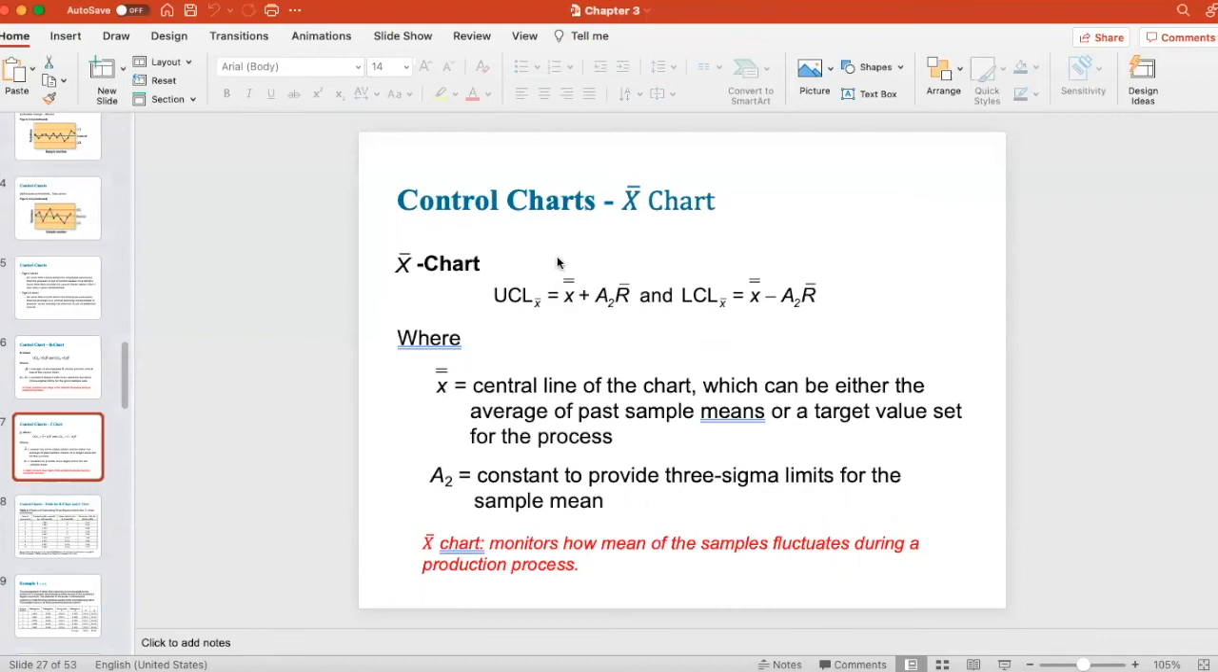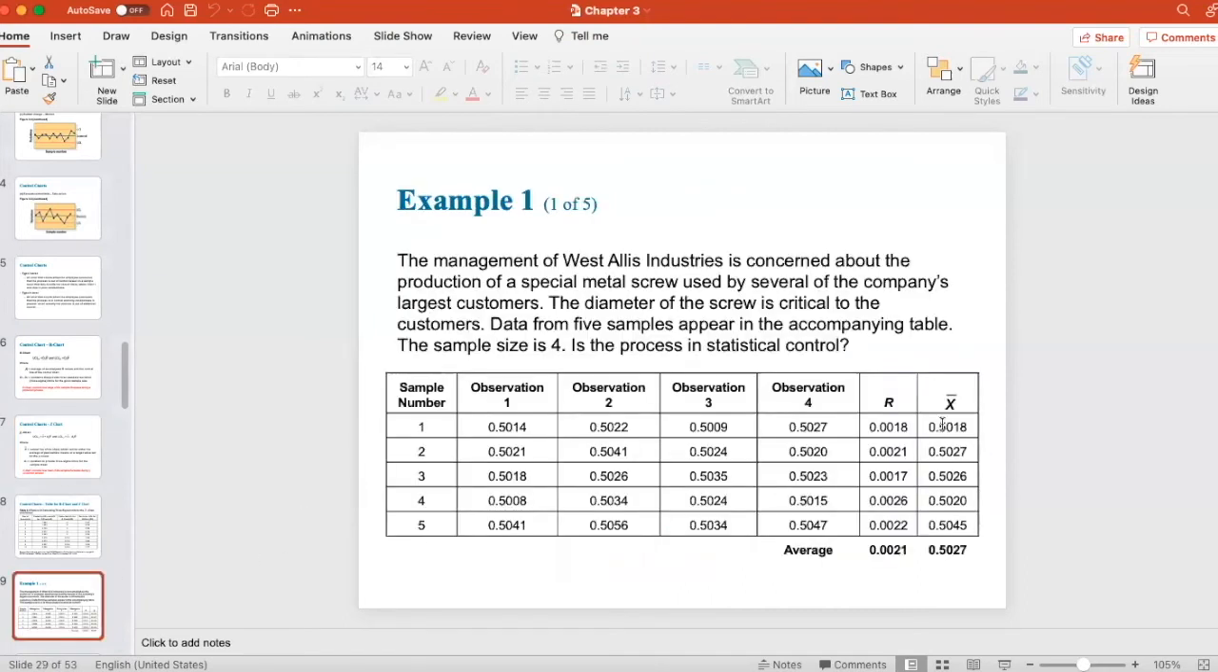Okay, you are trying to get X double bar to plug into this specific equation. What is X double bar? It's the average of the sample mean. You already get the sample mean.